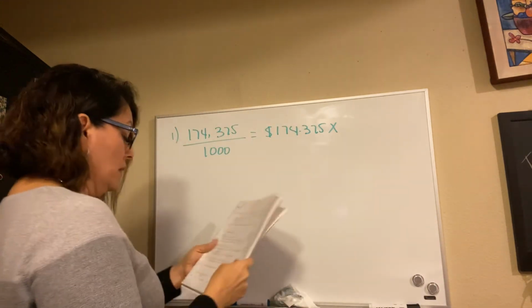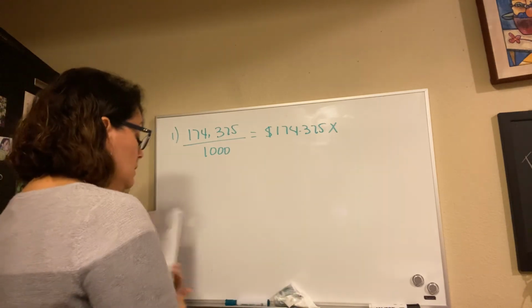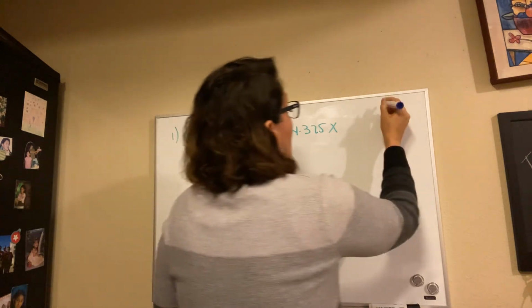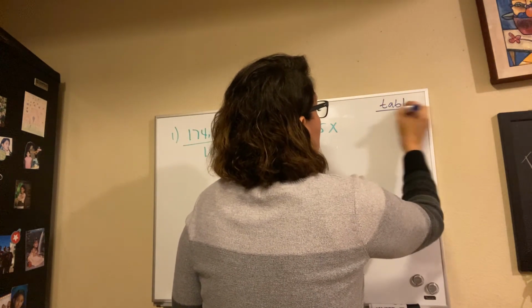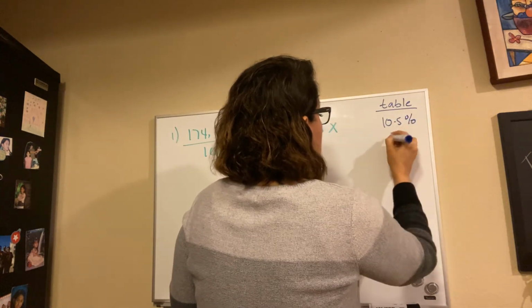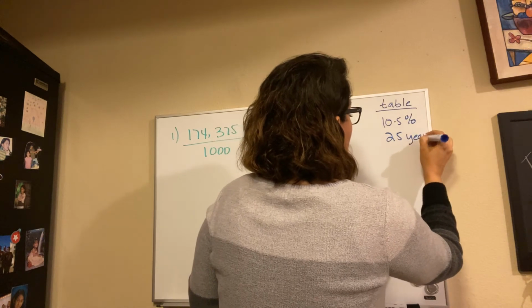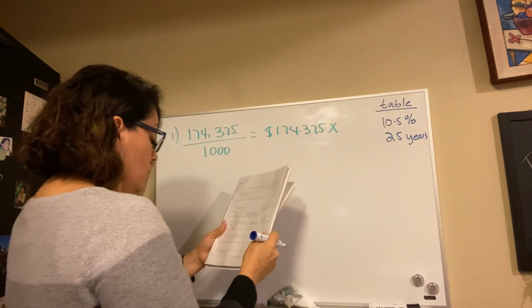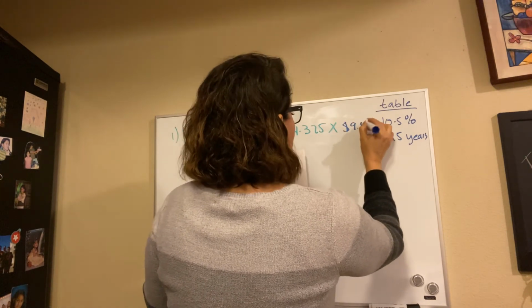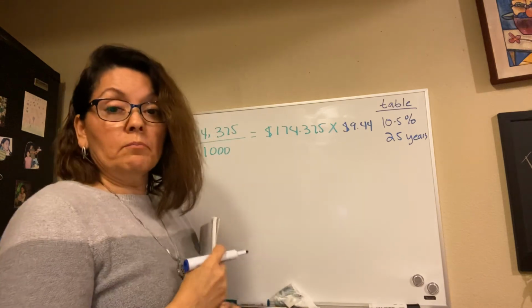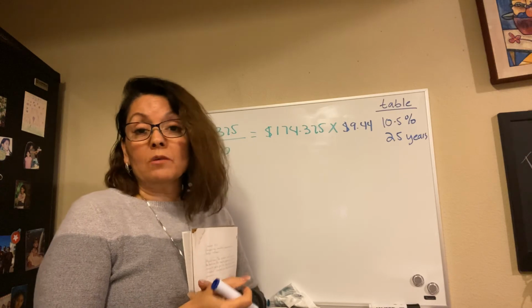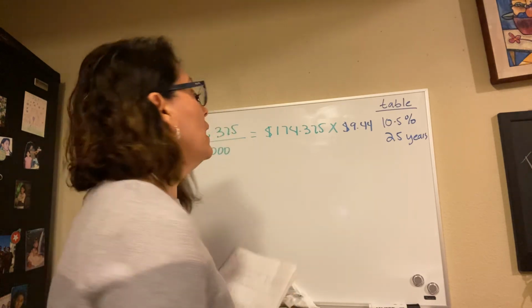I'm going to divide by 1,000, but now I'm going to use a different table. Okay, on my table is going to be now option number 2, 10.5% set at 25 years. Which is given to me on the table, 9.44. So what that means is the people are going to be paying $9.44 for each $1,000 they borrow to buy the house.